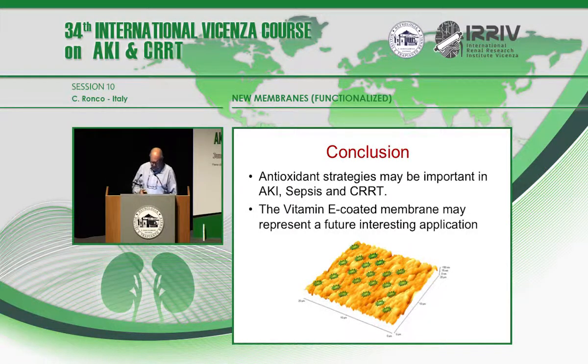So in conclusion, what I presented to you is just a concept. We have shown in an exploratory trial that patients with AKI treated with continuous renal replacement therapy and a membrane with vitamin E bonded to the surface display a lower pro-inflammatory, lower oxidant stress profile. I think that this strategy may be important in AKI, sepsis, and CRRT, and this may represent a possible interesting application for the future. With this, I thank you very much, and we can move forward. Thank you.